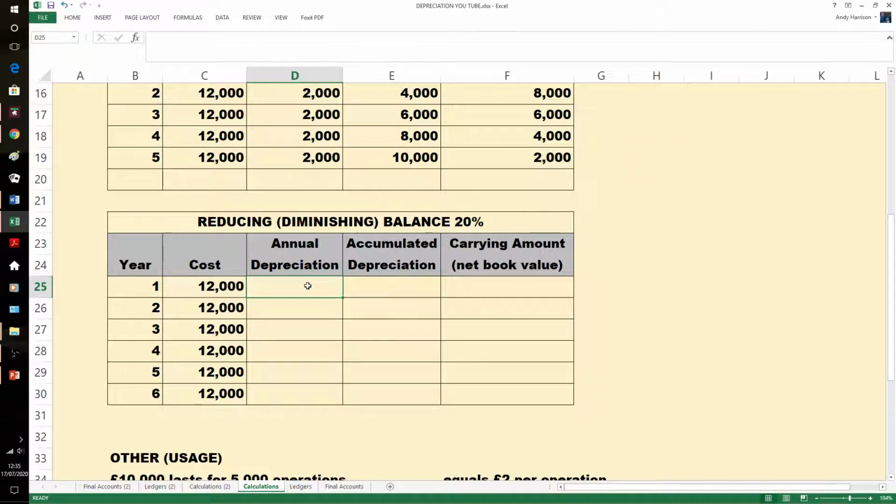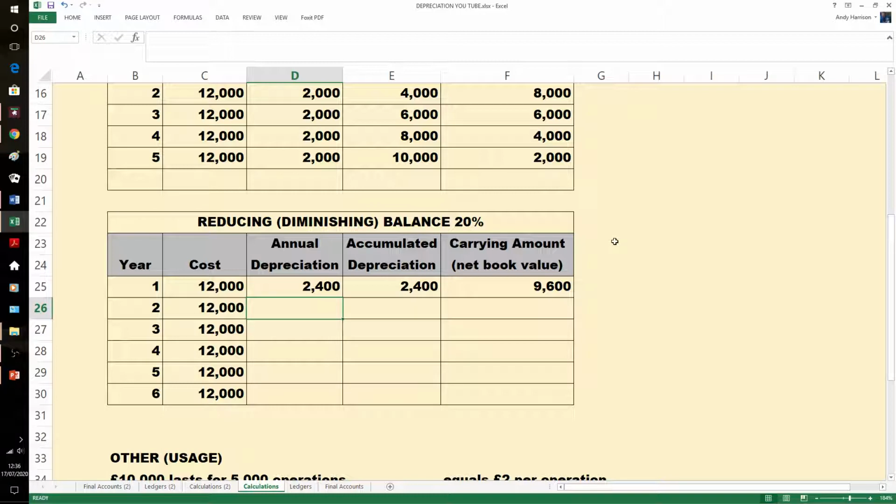So this one, we've got a cost of 12,000. So now 20% of 12,000 is 2,400. That looks actually like our first example. And this works exactly the same way. The carrying amount will be the cost. So at that point it's much the same, it's just 20% of the total.